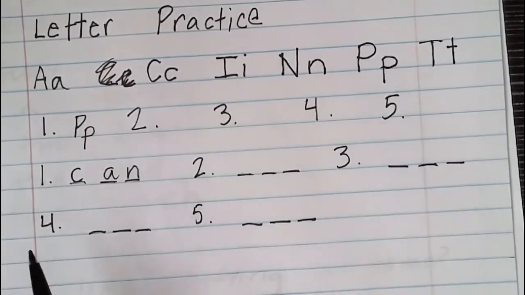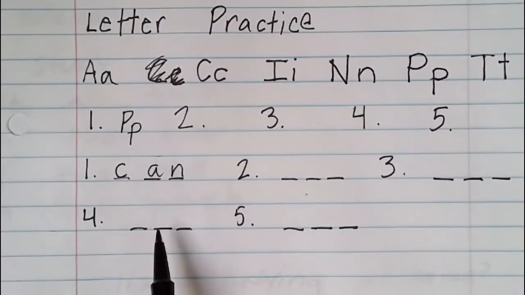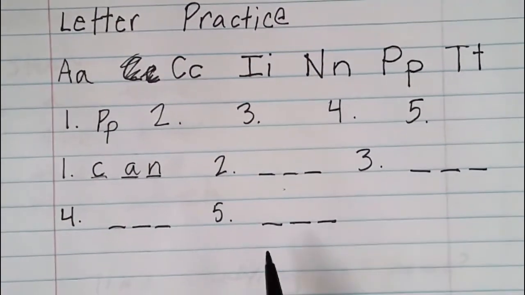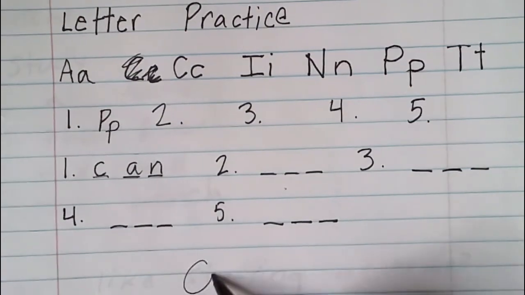Pit. Number four, nip. N, I, P. Nip. And number five, pan. P, A, N. Pan. And you are done.